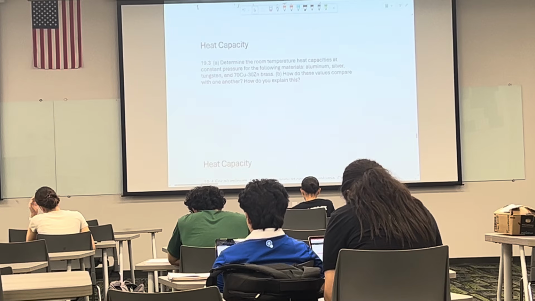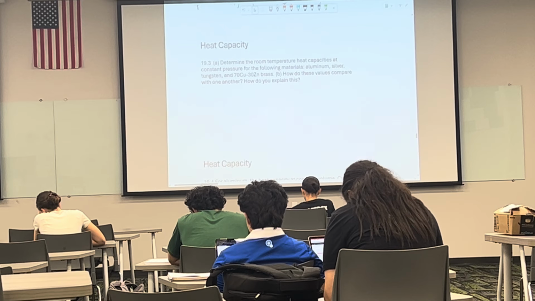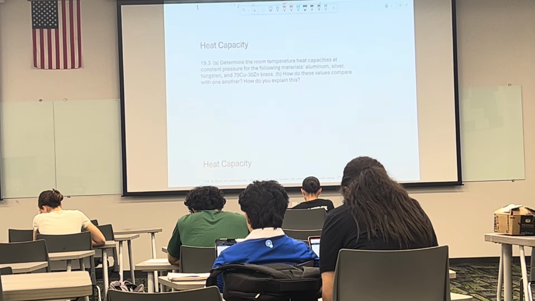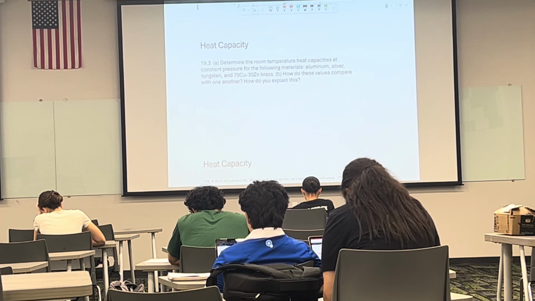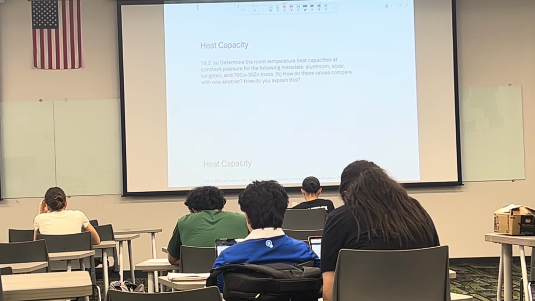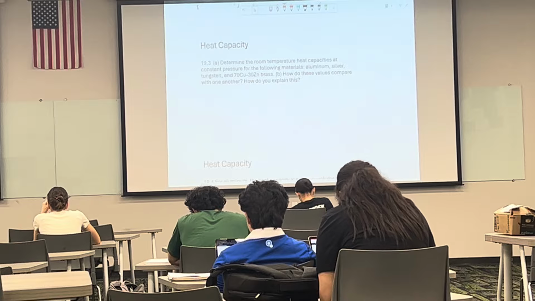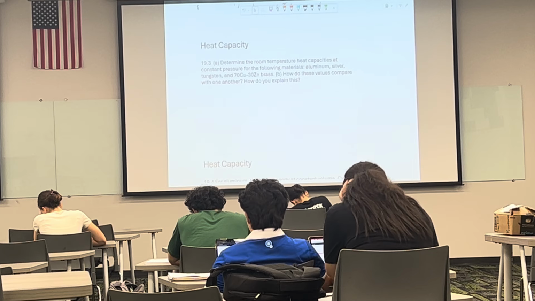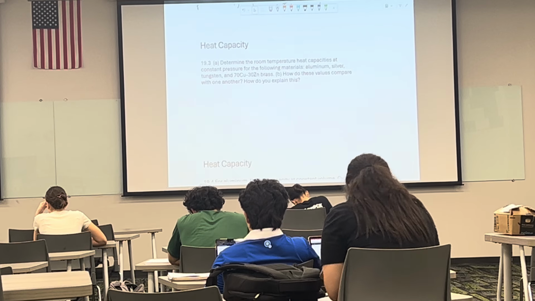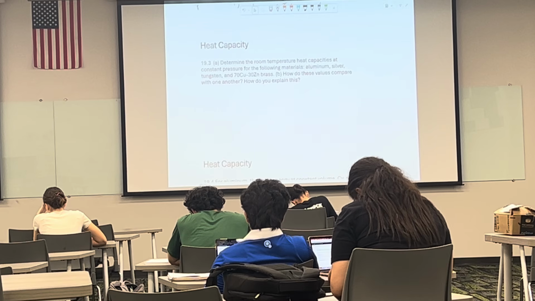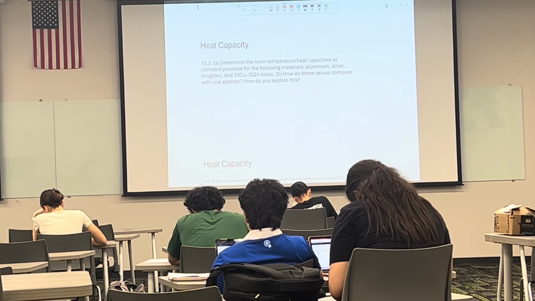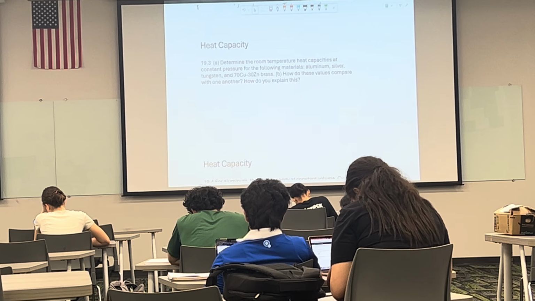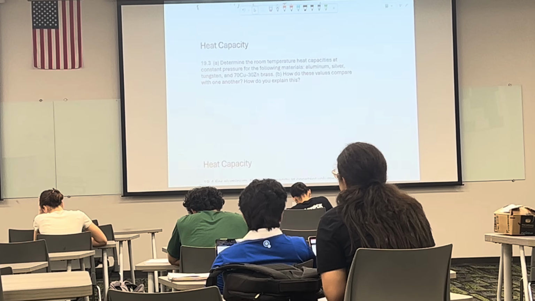So in number 19.3 here, they want us to determine the room temperature heat capacities at constant pressure for the following materials: aluminum, silver, tungsten, and brass, 70% copper, 30% zinc. And they want us to see how these values compare with one another and basically explain it. So I remember this one. I'll show you guys how to run through the first one, but the process is the same for all the rest of the materials, so we won't spend too much time on that.